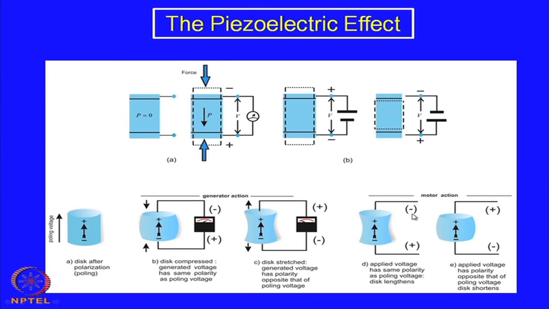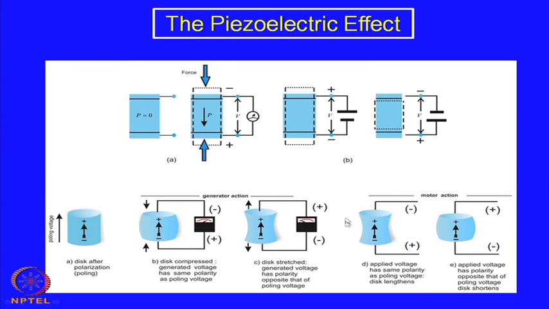This is the reverse of what has been described here. We are basically applying a voltage and generating a mechanical deformation. The same thing happens here also. We are applying a voltage along the poling direction, and then depending on the charge developed within the material and the polarity of the field, either you get a compression or you get a tension. In this case it is a tension, and in this case it is a compression.